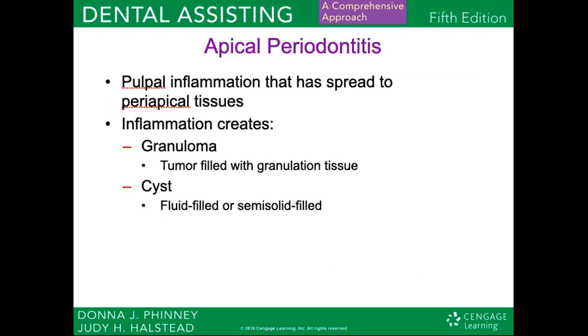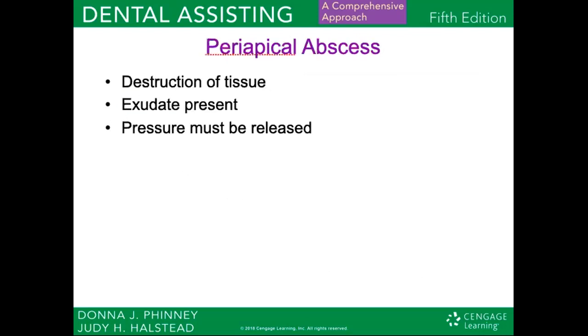Apical periodontitis is a periapical disease in which pulpal inflammation extends into the periapical tissues. If left untreated, a cyst filled with liquid and semi-solid material forms. With periapical abscesses, localized destruction of tissue and accumulation of exudate results. A release of pressure can relieve the symptoms.